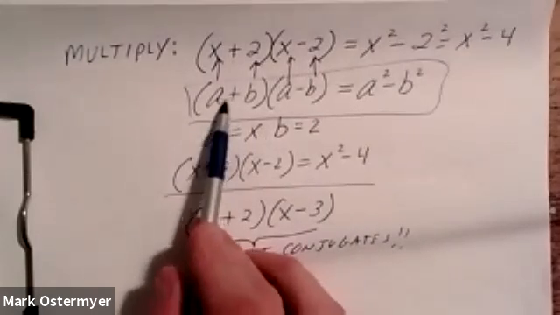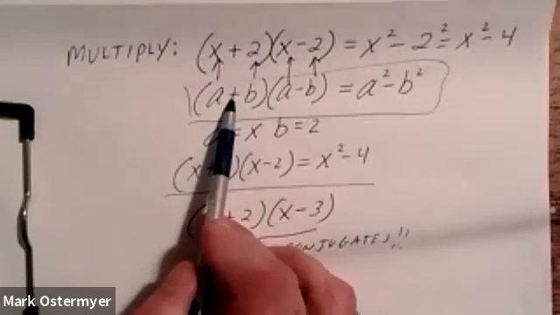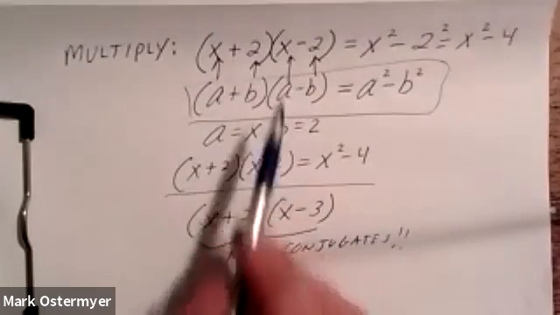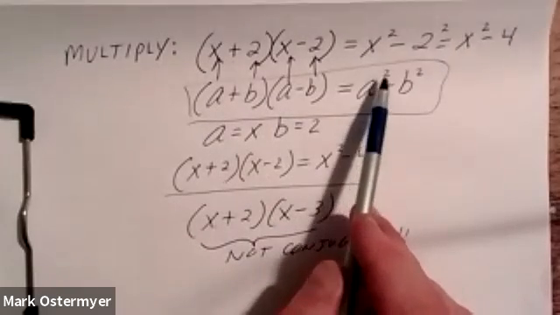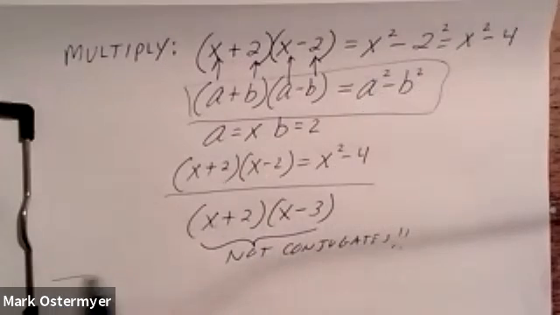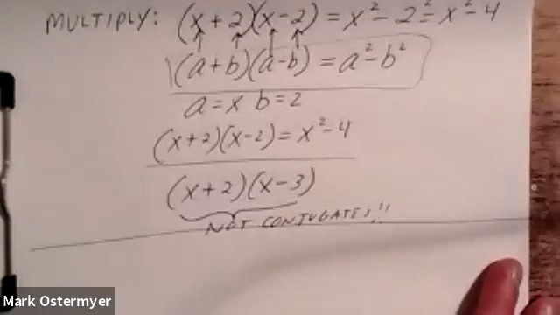So they have to be conjugates, right? Where the first terms are the same, last terms are the same. The only difference is the sign between the terms. And if you've got conjugates, then the product is going to be the difference between the square of the first term and the square of the last term. But they have to be conjugates, okay? All right, so let's try another one here.